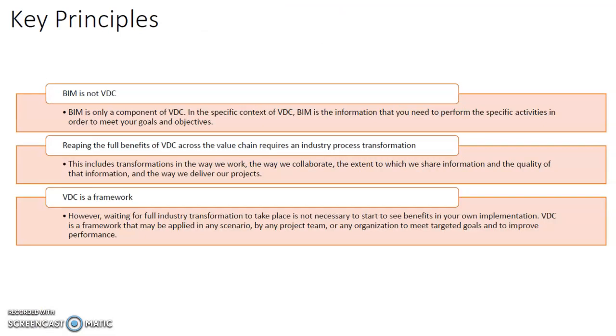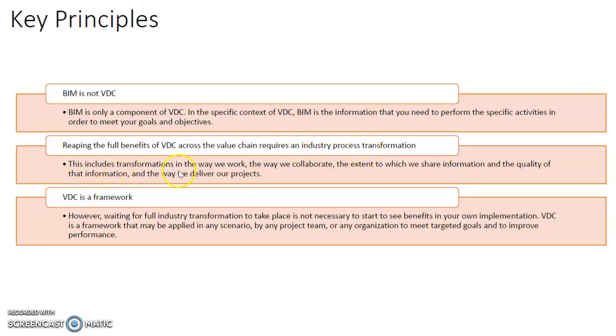Here are some key principles when we are applying VDC. The thing to take note of is that BIM by itself is not VDC. BIM is only one of the main components of VDC. In the specific context of VDC, BIM is the information that you need to perform specific activities in order to meet your goals and objectives. The second principle is that reaping the full benefits of VDC across the value chain requires an industry process transformation.